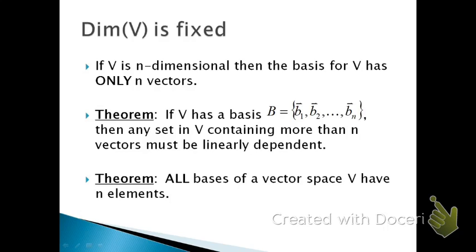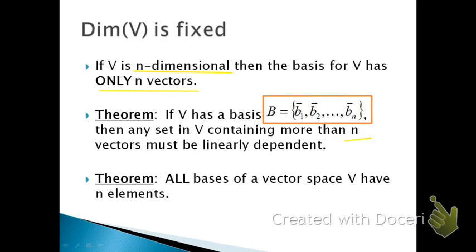So if V is n-dimensional, then the basis for V has only n vectors. And we have a theorem. If V has a basis equal to b1 through bn, then any set in V containing more than n vectors must be linearly dependent. Let's think about why that is true.